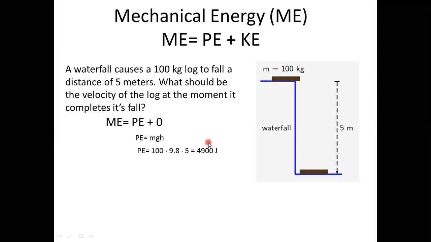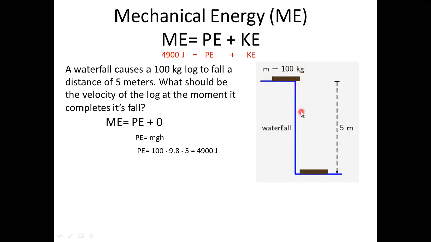We substitute in the values. It's a 100 kilogram log, 100 for m. g, the acceleration gravity causes, is always 9.8. And height, how high off the ground the log begins from, 5. Substitute that in, 100 times 9.8 times 5. We now know there are 4,900 joules of mechanical energy stored in the log. All of that mechanical energy begins as potential energy because the log has not fallen yet.